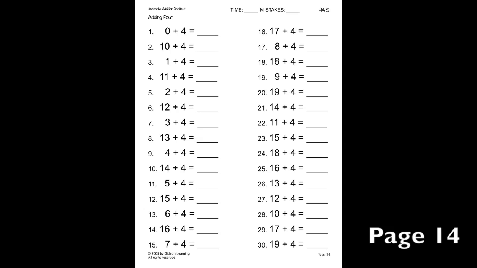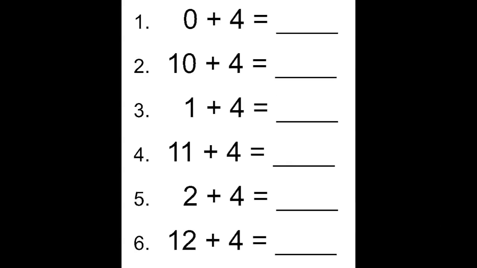So now let's work on adding with double digits. First we have 0 plus 4, which equals 4. After that is 10 plus 4. Well, 10 is 10 more than 0, so 10 plus 4 is 10 more than 0 plus 4. So 10 plus 4 equals 14, which is 10 more than 4. Next is 1 plus 4. 1 plus 4 equals 5.